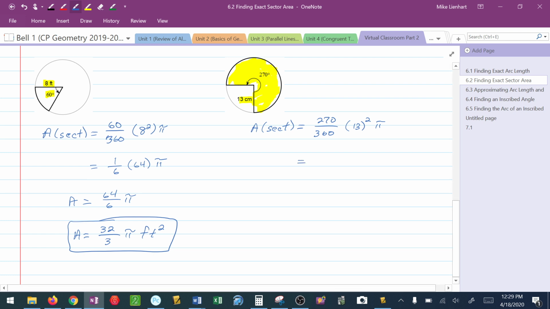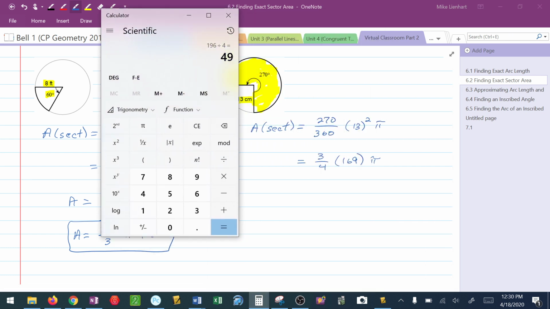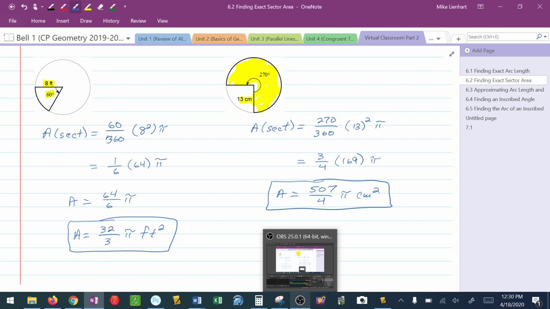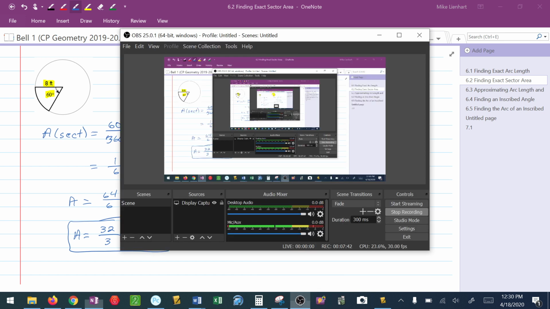So I know that the area is going to be 3/4 times 169, which is 13 squared, times pi. I'm going to grab my calculator here, and I'm going to go 3 times 169, which would be 507. So the area would be 507 over 4 pi, and then my units would be centimeters squared. I hope this helps. Let me know if you have any questions. Again, the hardest part of this is simplifying the fractions. Good luck.